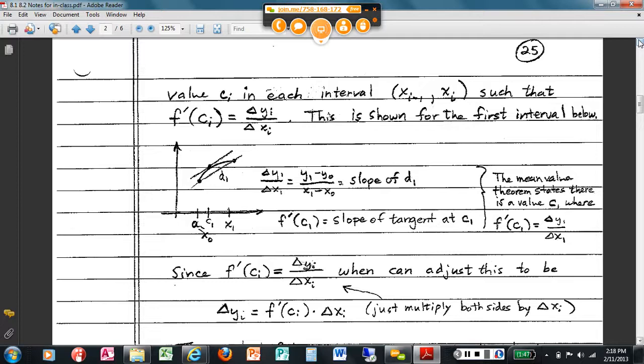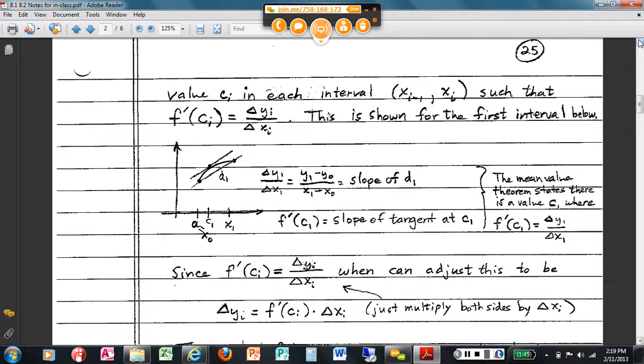So in other words, there's an f prime of c1 that equals the slope of the secant line there, delta y sub I over delta x sub I. Okay? Why do I bring that up? Well, let's solve this formula here for delta y. Get delta y sub I on a side by itself. Wouldn't it just multiply both sides by delta x sub I? You with me? That gets me this, and that's what I want.